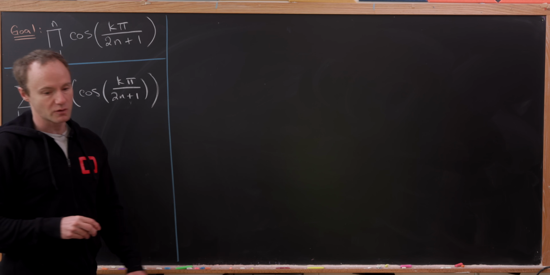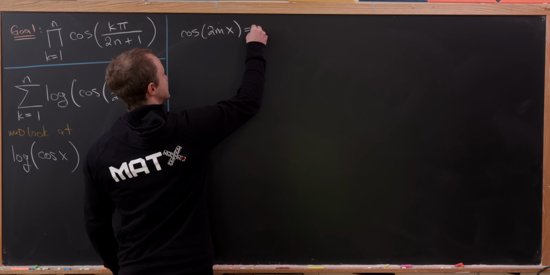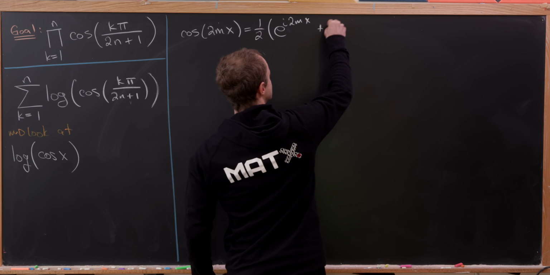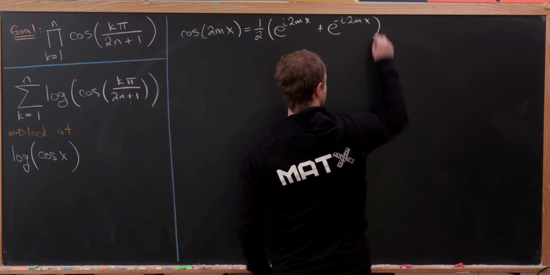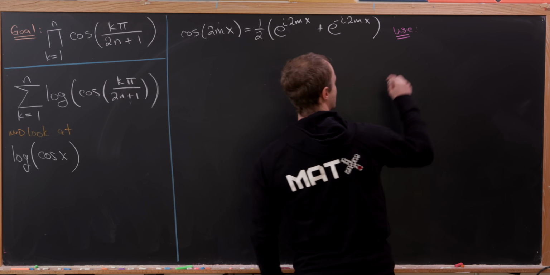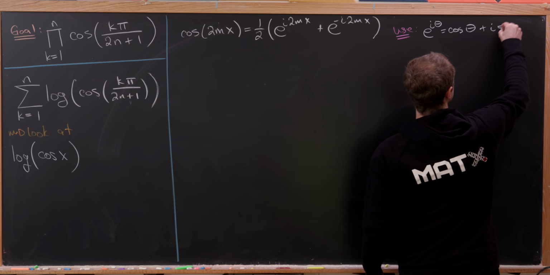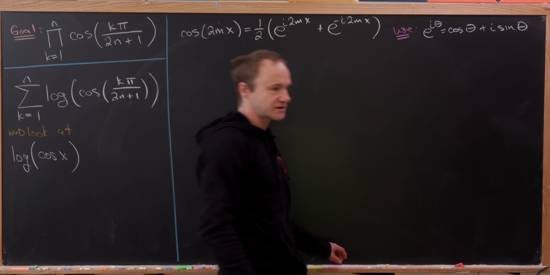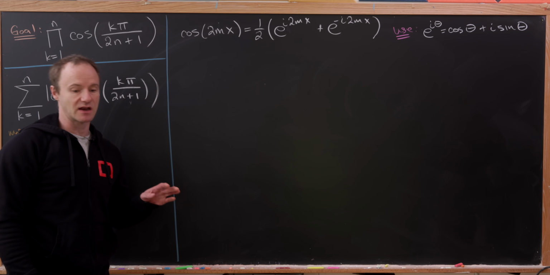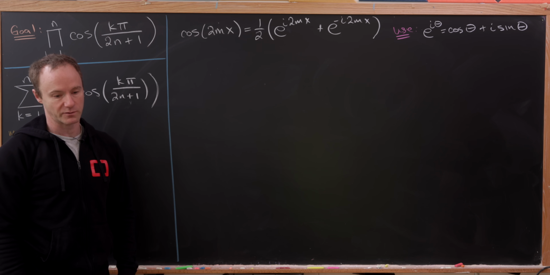Okay, so we want to start with the following formula, and that is the cosine of 2mx is equal to 1/2 times e to the i 2mx plus e to the minus i 2mx. And here we're using Euler's famous formula for the complex exponential, that e to the i theta is equal to cosine theta plus i times sine theta. And of course, you can use e to the minus i theta is equal to something similar, and then the evenness and oddness of cosine and sine respectively will help you gain this formula.